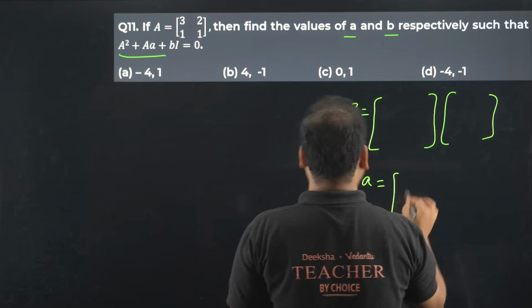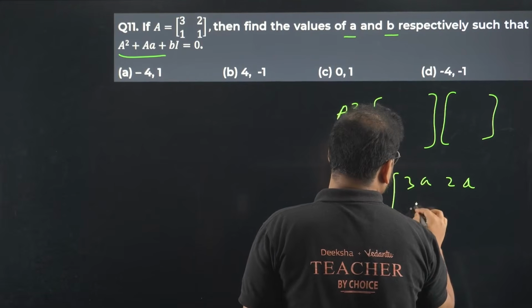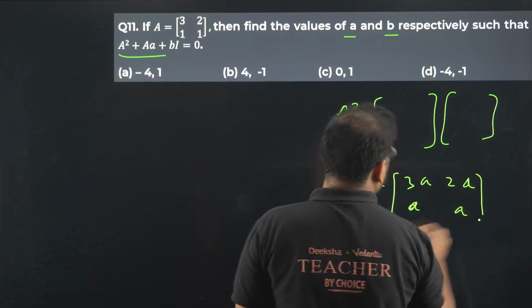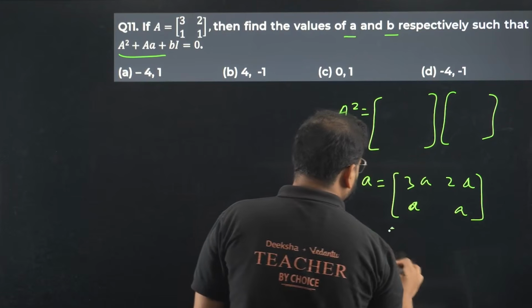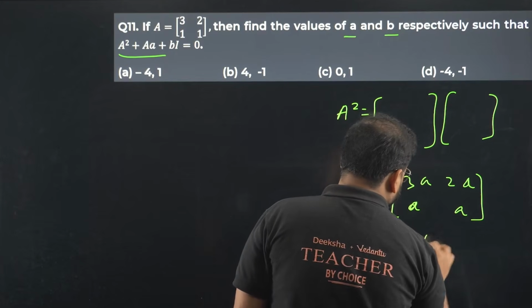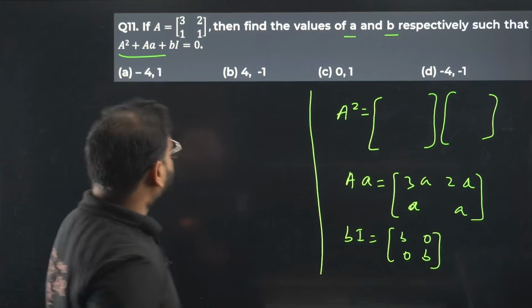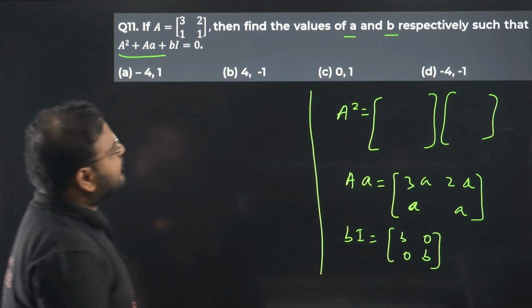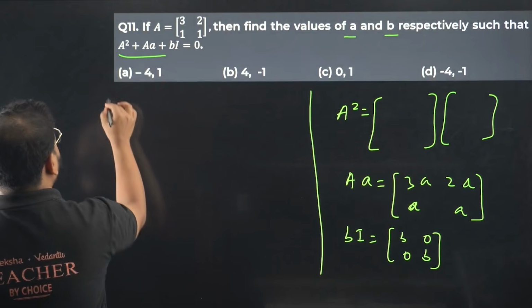For that you'll have 3a, 2a, a plus a, and the last one is bI. So bI will become what? bI will become b 0, 0 b. Subtract and get the values of a and b. Okay. Let me know what is the answer. I think it should come as option A. I think, I'm not sure. Solve it. Okay. It's a homework.